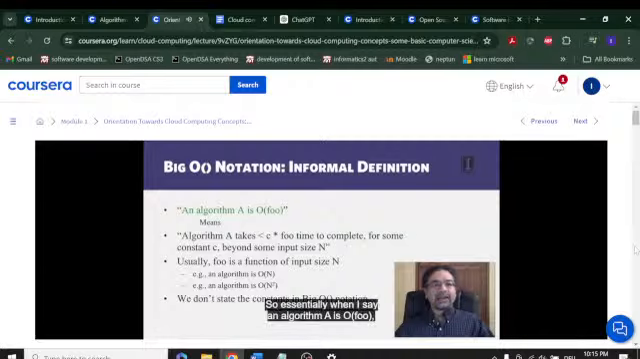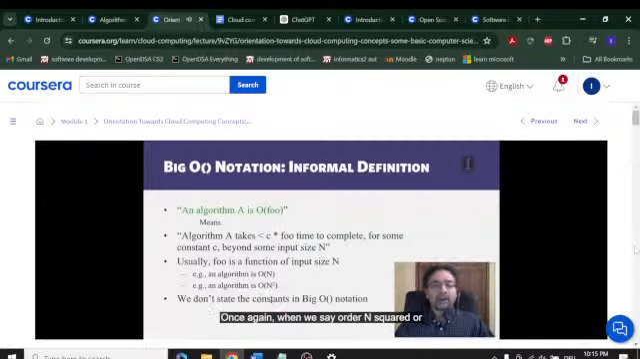So when I say an algorithm A is order of foo, this means that algorithm A takes less than c times foo time to complete, assuming time is the metric we're measuring, for some fixed constant c, beyond some input size n. Typically, this foo is some function of the input size n. For instance, an algorithm is order n, which means that algorithm A takes less than c times n time to complete for some constant c beyond some input size n. Similarly, an algorithm might be order n squared, which means that it is quadratic in time and takes time less than c times n squared for some constant c.